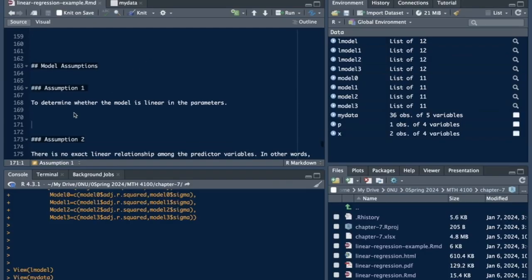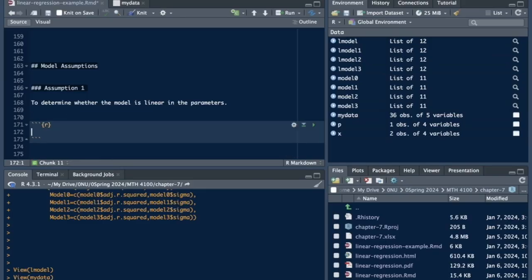Number one, the first assumption, we have to determine whether the model is linear in its parameters or not. To do this, we're going to create plots. If you remember, it's all about plots. So it's going to be easy. This class is going to be easy. So we are going to use a function called plot. This rich function contains so many arguments, but we're going to use very few arguments now.